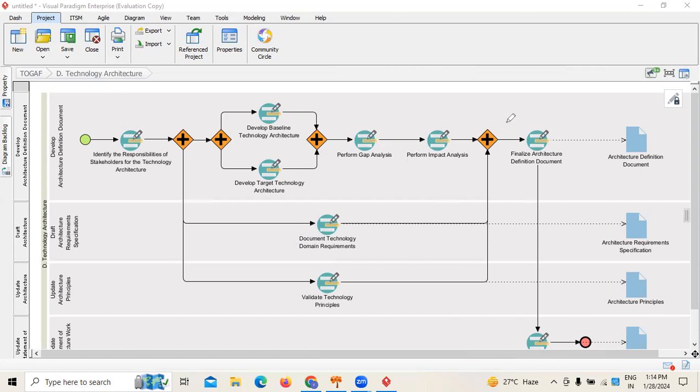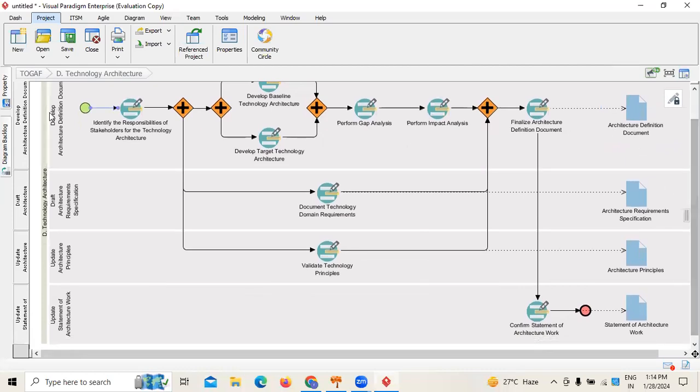The next step is that we need to finalize the architectural definition document. This is where the architectural definition document comes into the picture. When we are developing architectures for enterprise level transformation, the first stage is this. This is generally the first one. The architectural definition document is something we have to be prepared with.